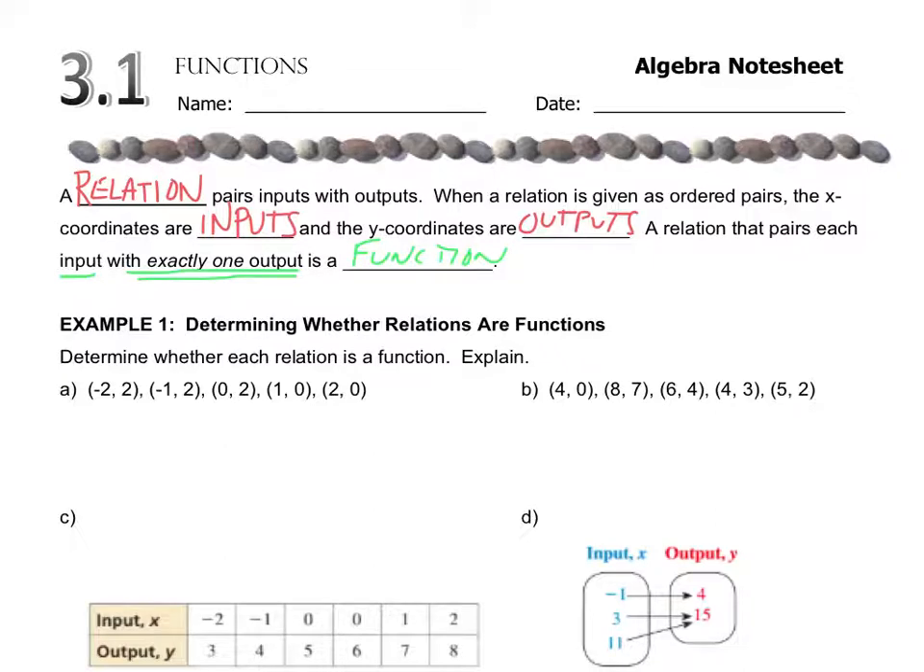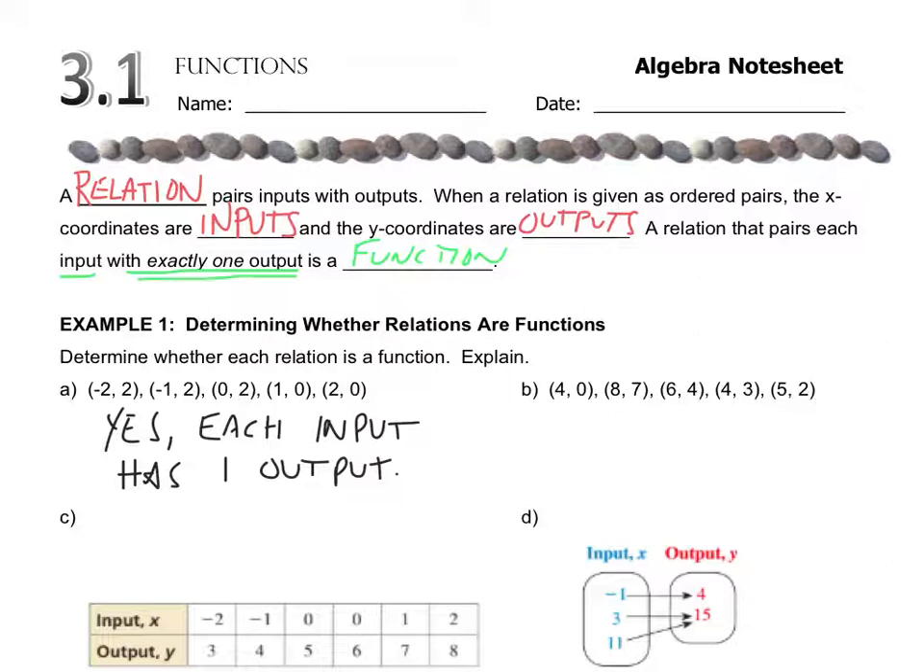So this first one is a function. So I'm going to write yes. And the reason is each input has one output. So it's okay that different inputs share a common output. They just can't have one input with different outputs. So let's look at the next one.